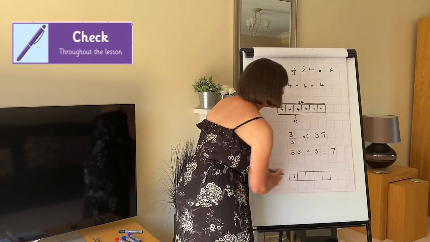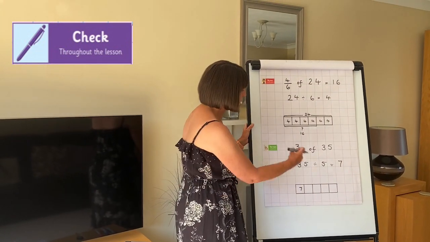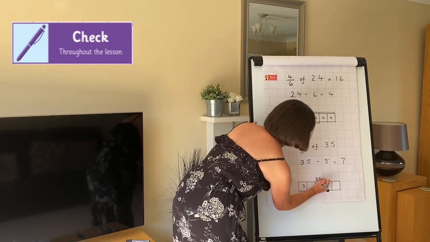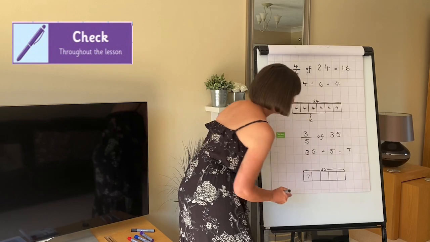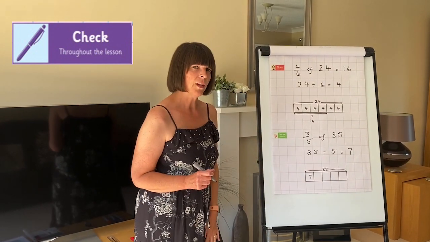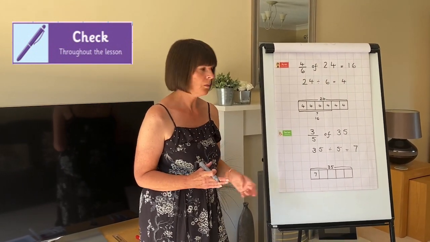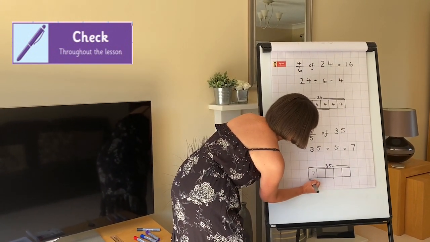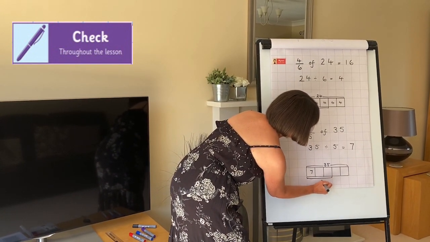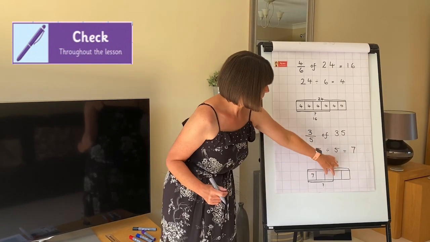Remember, that's not quite complete yet because I haven't thought about what the whole amount is. So the whole amount I know is 35. I found 1/5, but I don't need to find 1/5 now, do I? I need to find 3/5. So the bit I need to work out is that bit there. That's the bit that I'm not sure about.